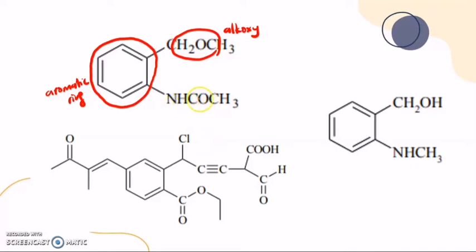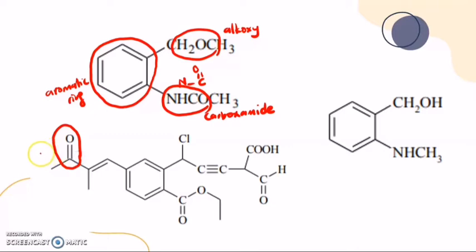Next, in this structure, we have NHCO. CO here represents C double bond O, C double bond O that is attached to N. So this group is carboxamide, in the homologous series of amide. Next, in this structure, you can see the C double bond O, which is the carbonyl group.